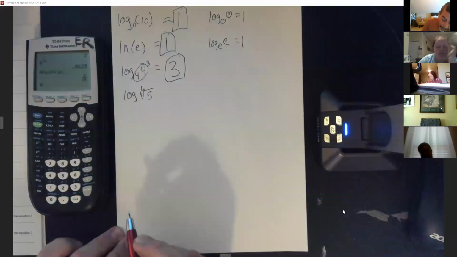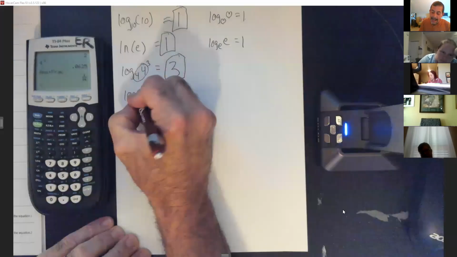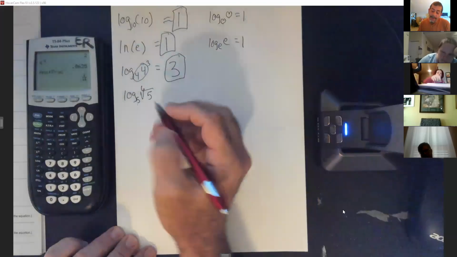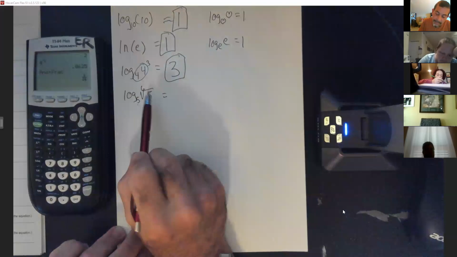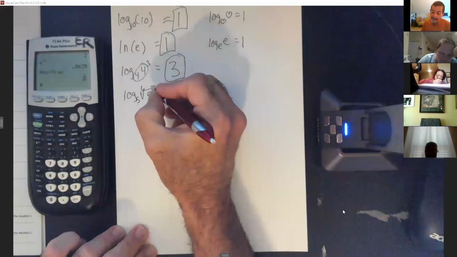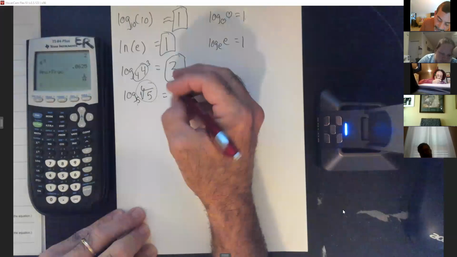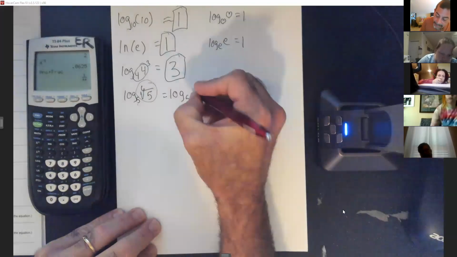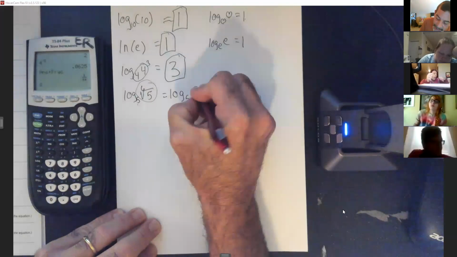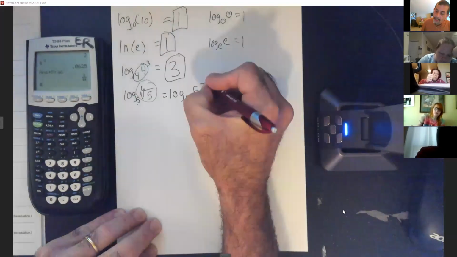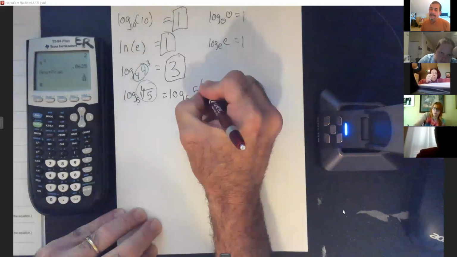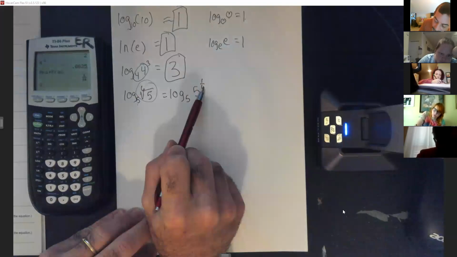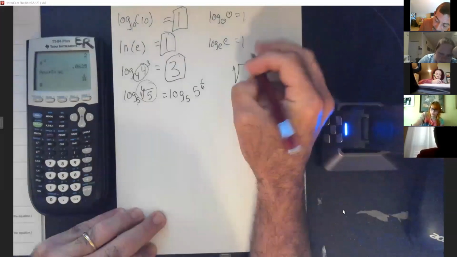Oh, that's a log base 5. So log base 5 of the 6th root of 5. What I would do to that is rewrite this radical as an exponent. So that's going to give you log base 5 of 5, because 5's the base, and the exponent on that would be a 1 over 6. So you rewrite radicals as fractional exponents, and I'm going to give you that definition right here.